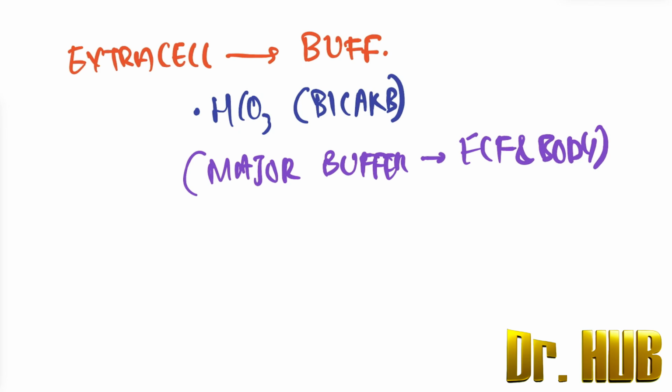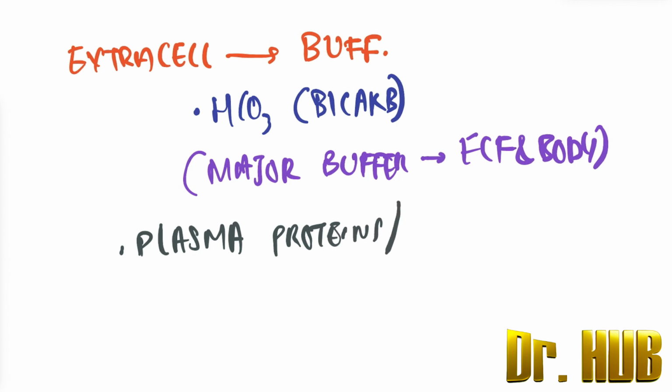Next, it includes the plasma proteins. There are plasma proteins, and there is also phosphate, which is minor. Then there is NH3, which is minor as well.